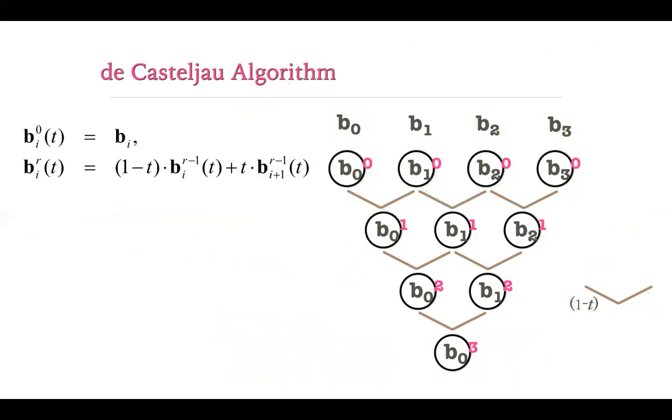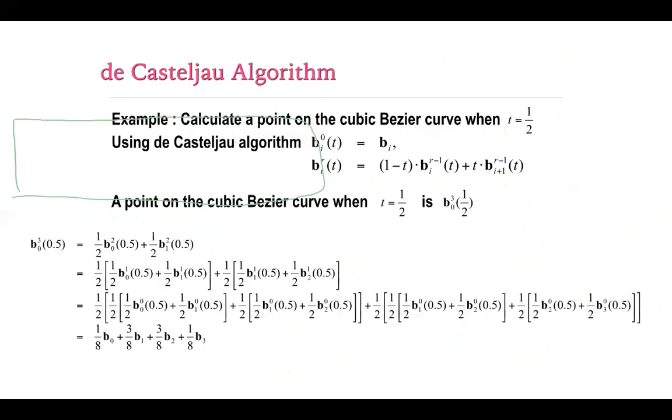Okay, that's clear. Here is the formula. If I ask you in the examination to calculate a point on the cubic Bezier curve when t is equal to half, according to this one, this is the Casteljau algorithm. You can just simply substitute t by 1/2. We want to find a point at t equal to 1/2.